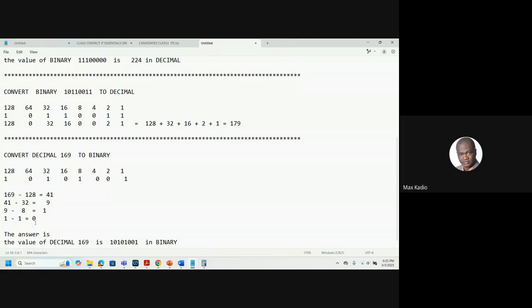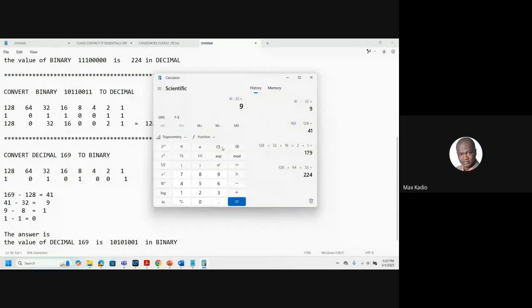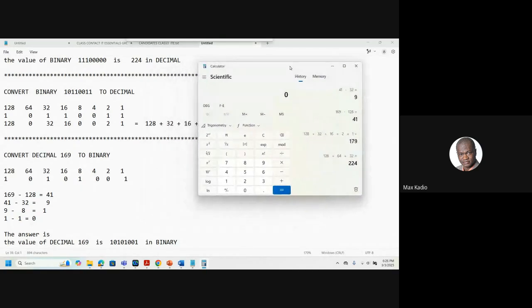Okay, let's take our calculator. Good question. Let's take our calculator. Please feel free to ask any questions. I'm open. We're all here to learn, so questions help us to learn.